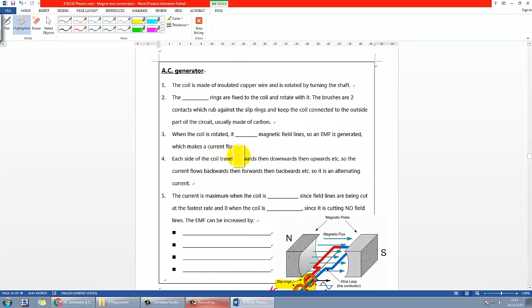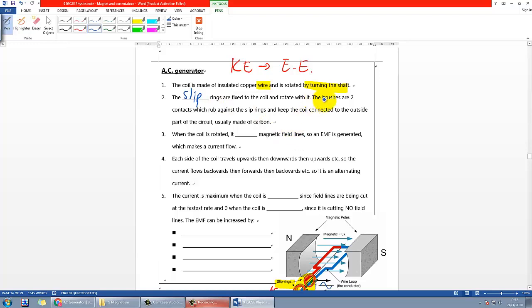The question and the description here said it is made of coil with wires. Apparently it turned by the shaft, and that's very normal like the motor, but this time you're going to turn it by a person for a generator, so that you can get the energy. Remember, for generator you are using the kinetic energy and changing it into electrical energy. Number two is that the ring are fixed to the coil, so the name is even on the diagram, you should find it is called slip ring.